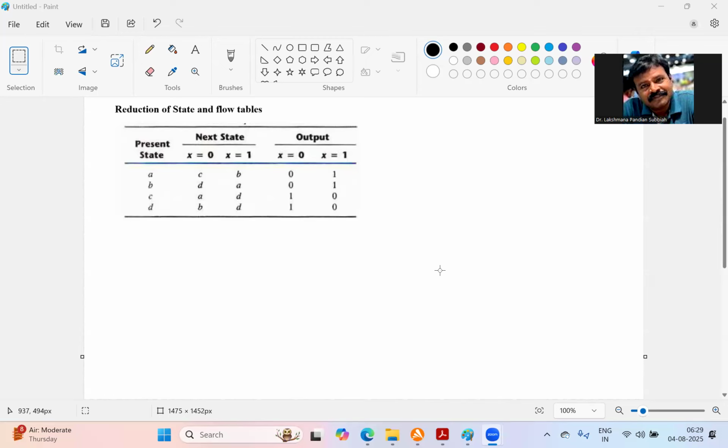Good morning, students. In this lecture, we are going to discuss how to reduce the states in the flow table using the implication table. So, you have to draw the implication table now. Here, how do you draw that one?